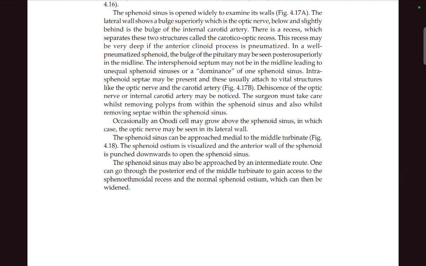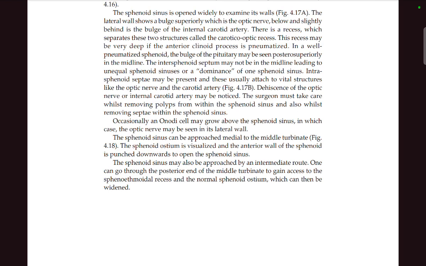The sphenoid sinus is opened widely to examine its walls. The lateral wall shows a bulge superiorly, which is the optic nerve. Below and slightly behind is the bulge of the internal carotid artery. There is a recess which separates these two structures, called the opticocarotid recess. This recess may be very deep if the anterior clinoid process is pneumatized. In a well pneumatized sphenoid, the bulge of the pituitary may be seen posterosuperiorly in the midline.